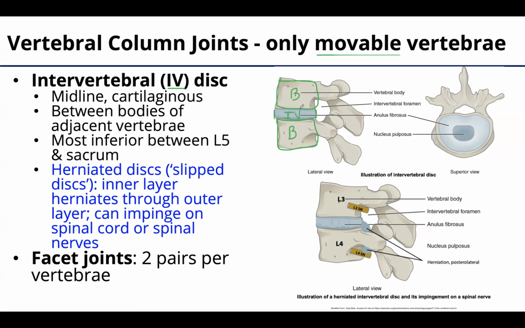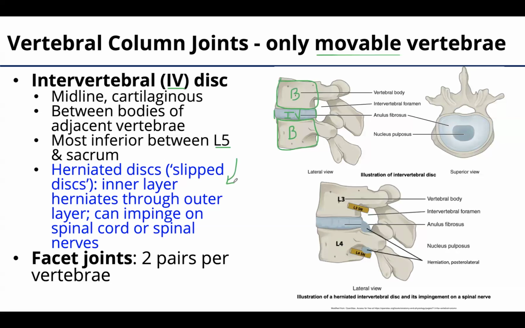Intervertebral discs are cartilaginous joints, so they're not synovial joints, which most joints are. And again, these are located between those bodies. Of all the movable vertebrae, the last IV disc is actually located between L5, or the 5th lumbar vertebra, and the sacrum.